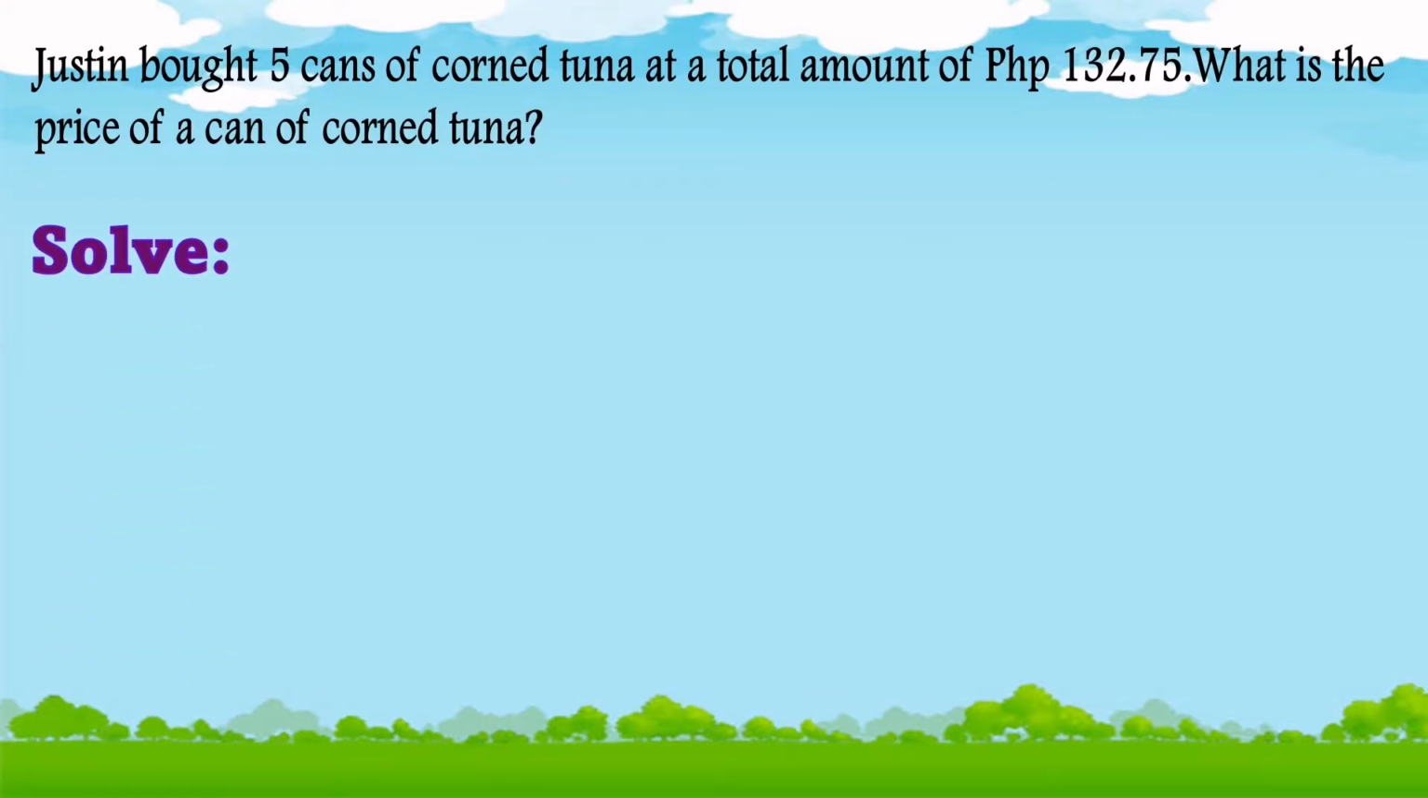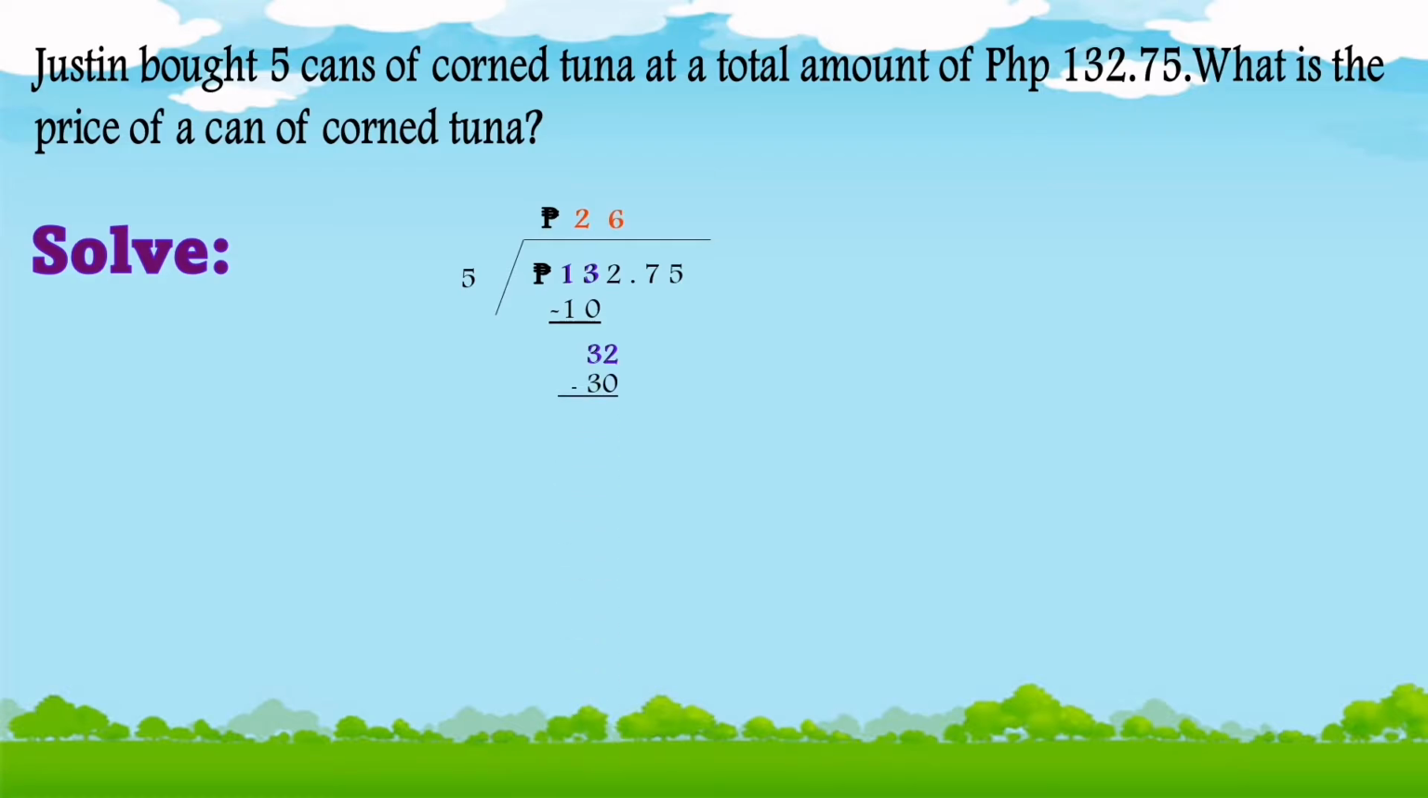Next step is solve the problem or show the solution. So, 132 pesos and 75 centavos divided by 5. We will start with 13. 13 divided by 5 equals 2. Of course, we have to write peso sign on top of peso sign. So, 2 times 5 equals 10. 13 minus 10 equals 3. Bring down 2. 32 divided by 5 equals 6.